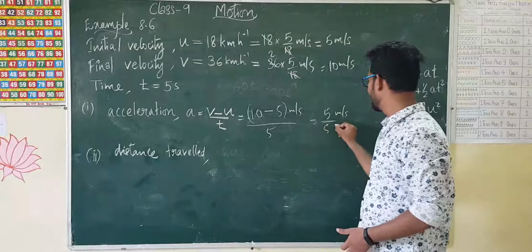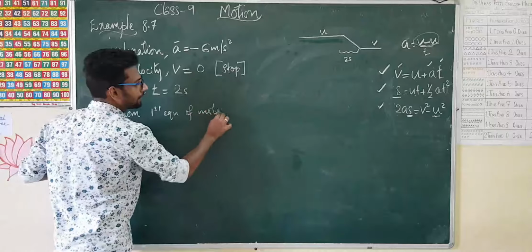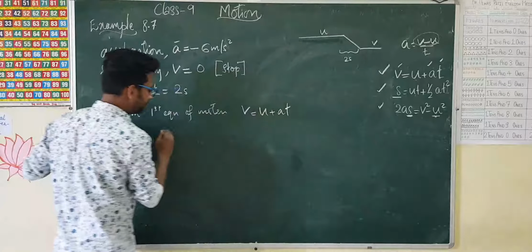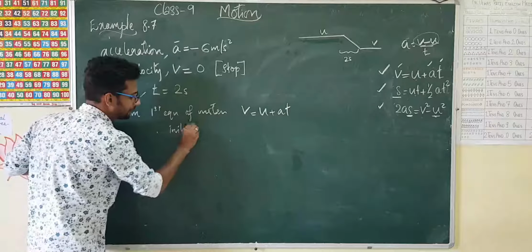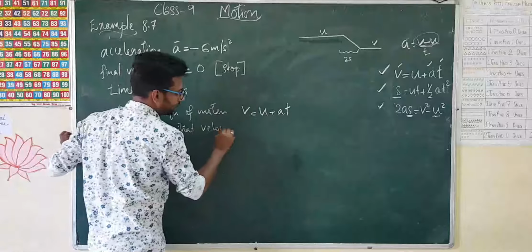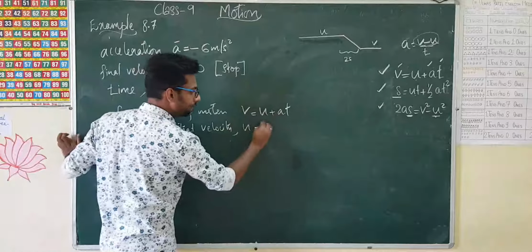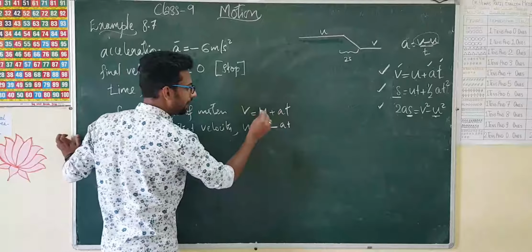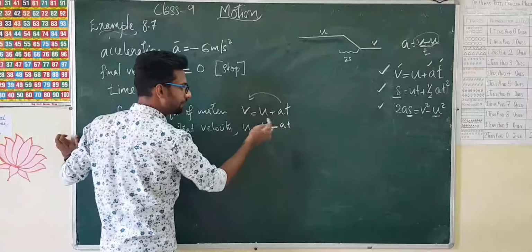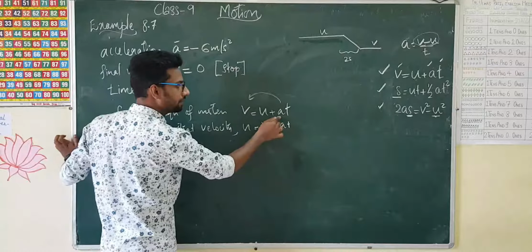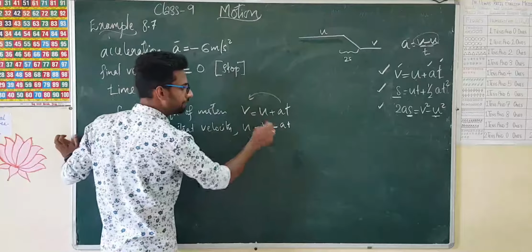So first we have to calculate the initial velocity from the first equation of motion. What is the first equation of motion? v equal to u plus at. Therefore, for the initial velocity u, we take the term to the other side: u equal to v minus at. v is already there, so we just write v, and the plus sign becomes a negative sign on this side, so u equal to v minus at.